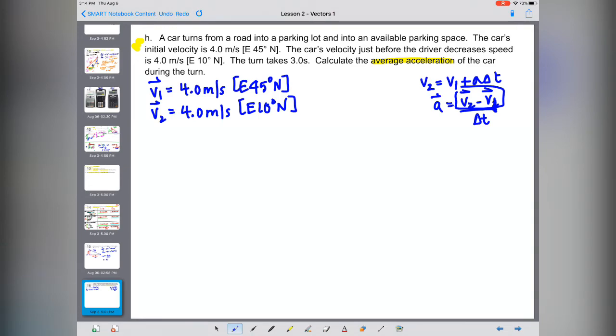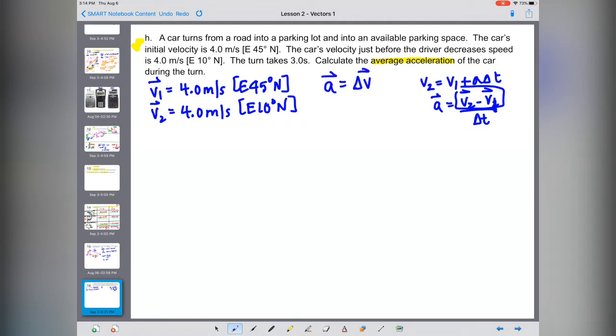Can you imagine it? You're going east 45, and then now you're going east 10. Do you see there's turning involved? When there is turning involved, we call this centripetal acceleration. We will talk more when we get to lesson 13. But now we're just going to figure out how to first of all use this equation.